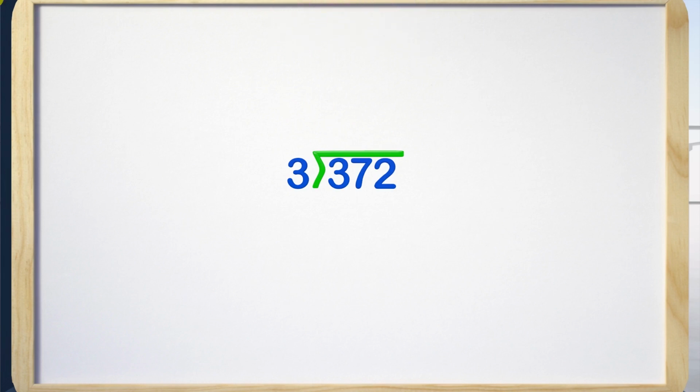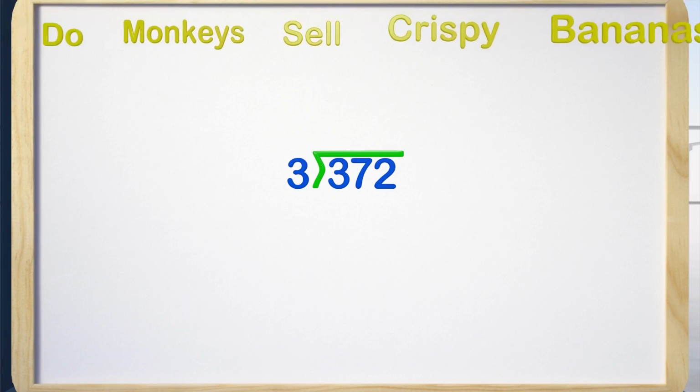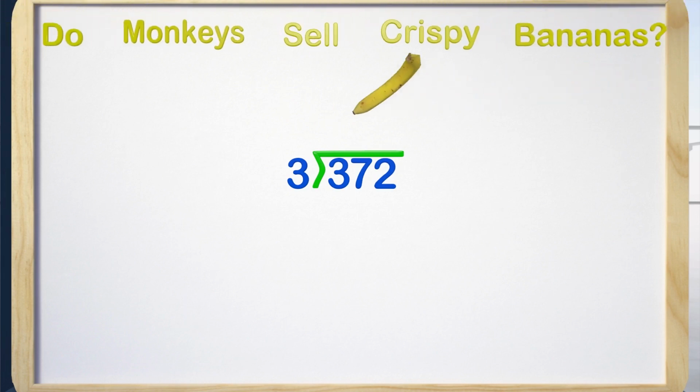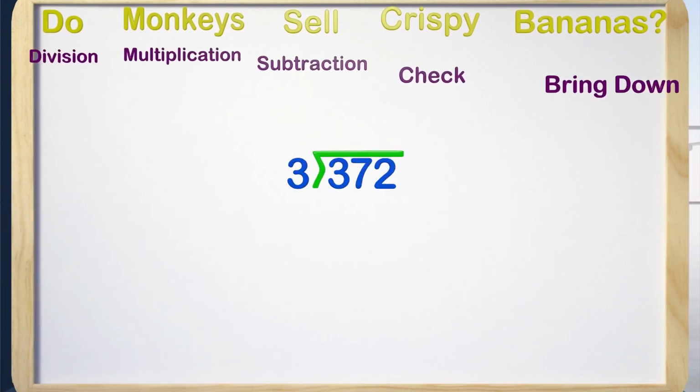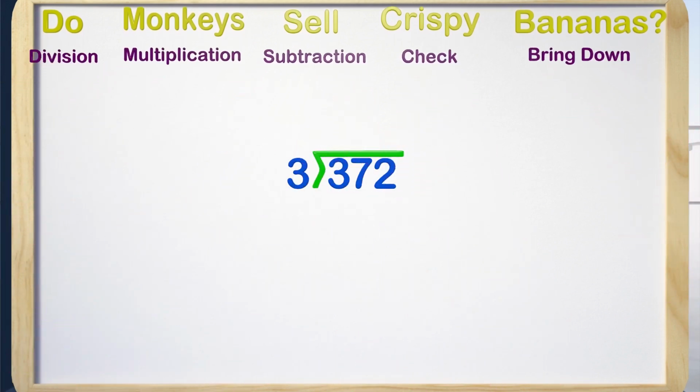But first, I have a question for you. Do monkeys sell crispy bananas? Well, do they? I need to know. Repeat this with me. Do monkeys sell crispy bananas? This might seem silly, but this phrase will help us remember the steps in long division. The steps that we do go along with this silly question: division, multiplication, subtraction, check, and bring down. If you forget these steps, think of our question: do monkeys sell crispy bananas?